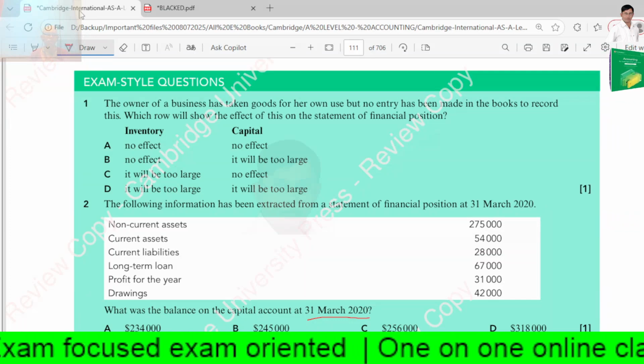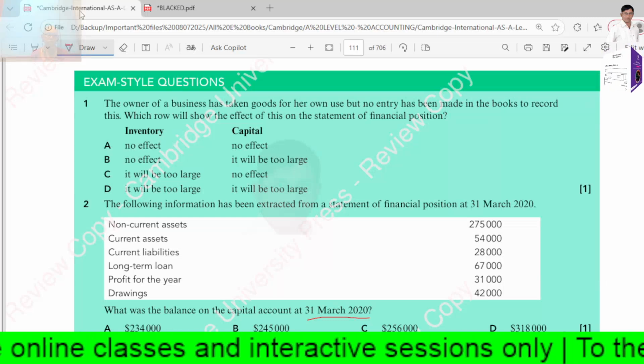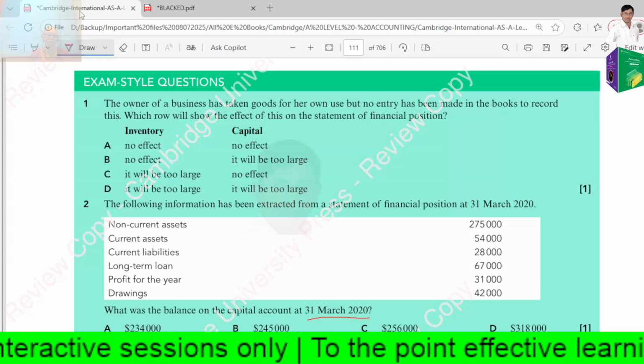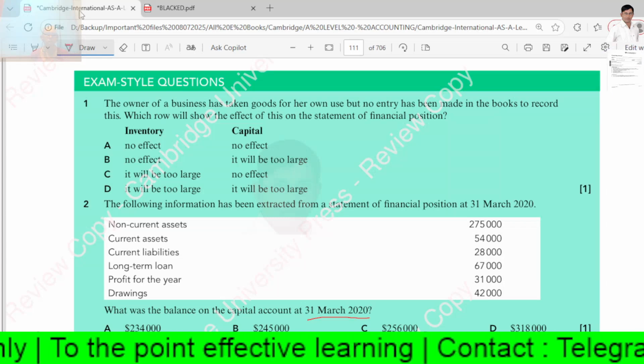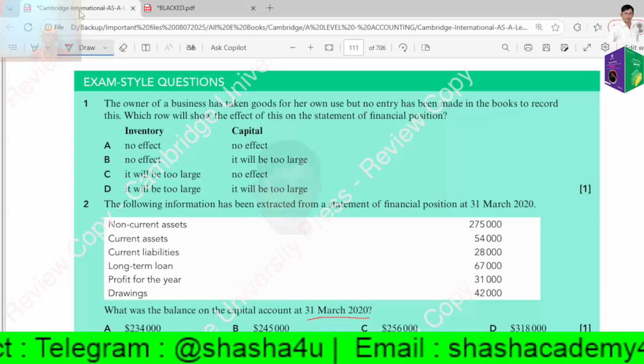So today we'll be discussing exam style questions from Statement of Financial Position, David Hopkins' latest book. You can just answer yourself and then cross check with the solutions here.